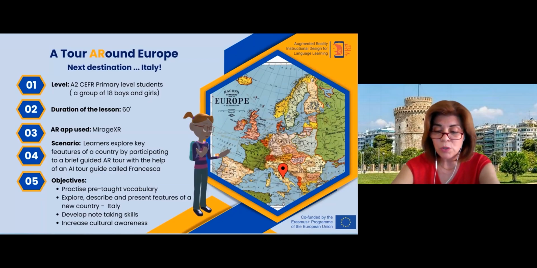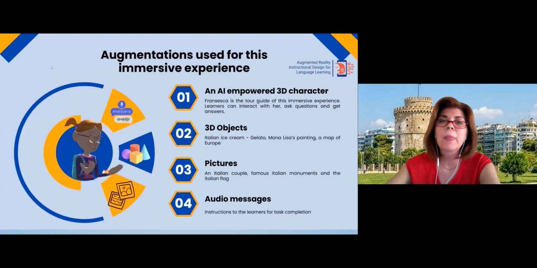Students had to work in pairs or in small groups. The scenario involved a guided AR tour with the help of a virtual tour guide called Francesca. It was an AI-empowered tour guide. The design of the activity followed the curriculum, and we had the objectives of practicing pre-taught vocabulary, exploring, describing, and presenting features of the new country. In our case, that was Italy. And of course, we wanted our learners to develop note-taking skills and to increase their cultural awareness.